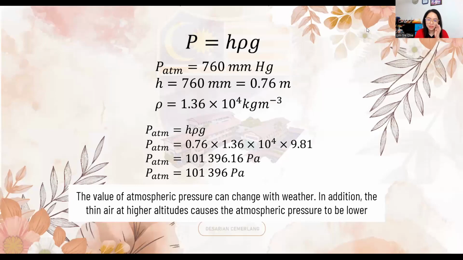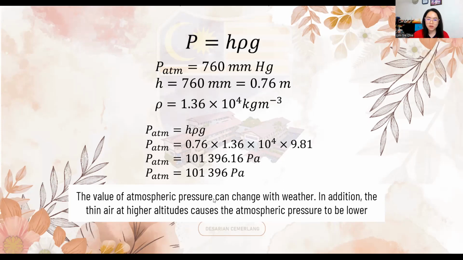Then after you have all the information, the density and the height, you just put it into P is equal to H rho G. By using P is equal to H rho G, I have 0.76 times 1.36 times 10 to the power 4 multiplied with 9.81, and I get 101,396.16 Pascal. Normally, we will round it to 101396 Pascal. So this is the value that normally you will see when you answer the question. Please remember, this is the atmospheric pressure in Pascal.